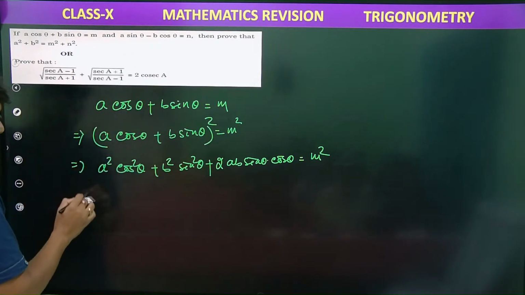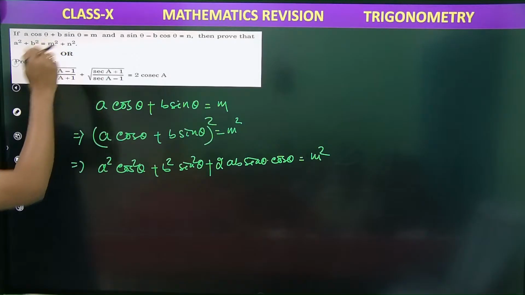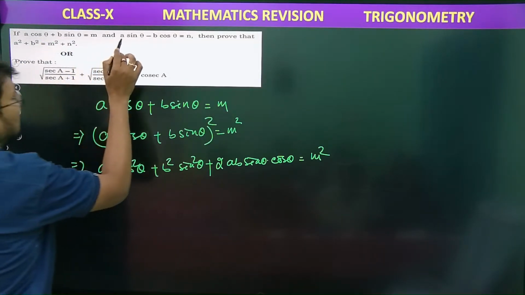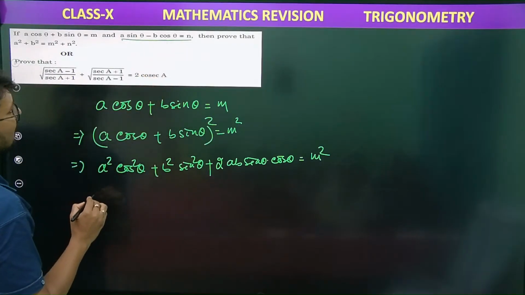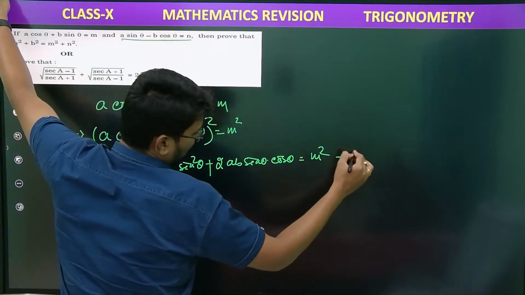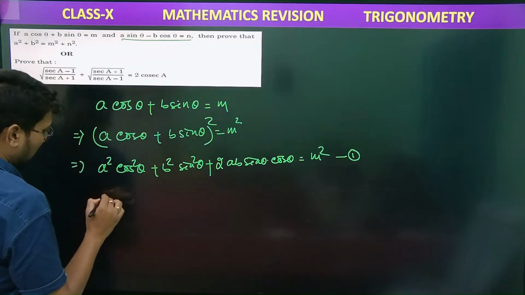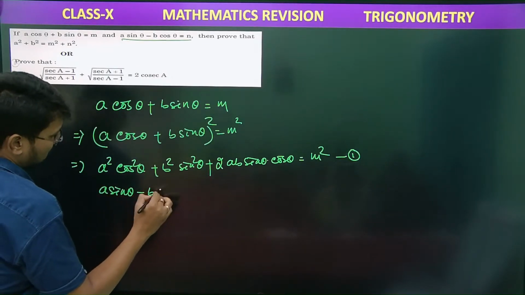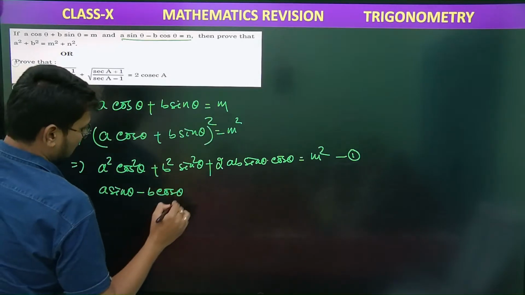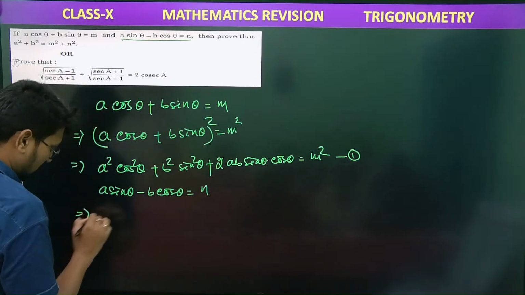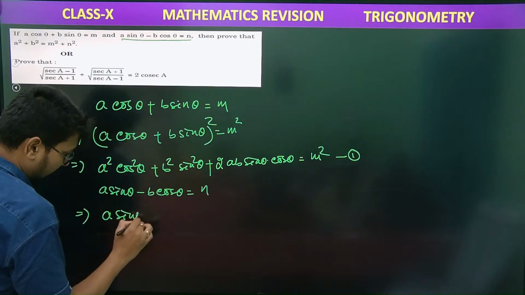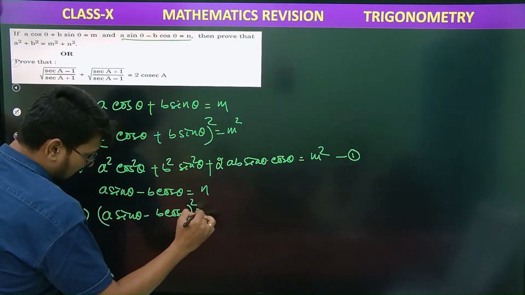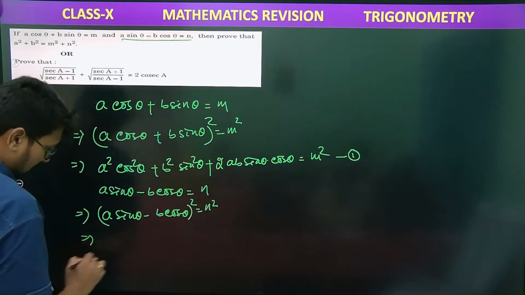Now tell me everyone, which value have we got? M square. We have to add M square plus N square, so let us find N square by squaring the second equation. This is number one equation. Number two is A sin theta minus B cos theta equals N. By squaring both sides, you will get A sin theta minus B cos theta whole square equals N square. Hence, how much will it become?